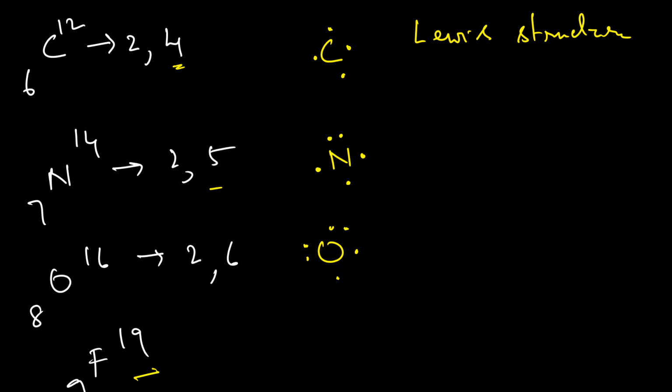Similarly for fluorine, 2, 7. 7 electrons are there in the outermost shell. Therefore this is F, with 7 electrons in the outermost shell: 1, 2, 3, 4, the 5th one, 6th one, and 7th one. So there are 7 electrons in the outermost shell of fluorine.